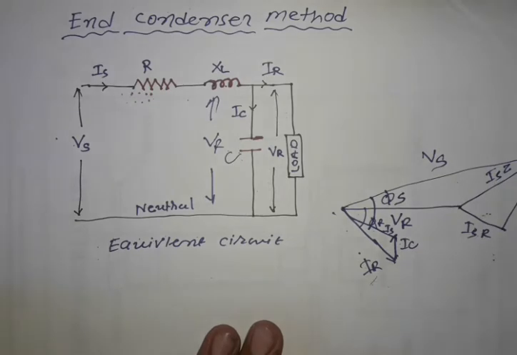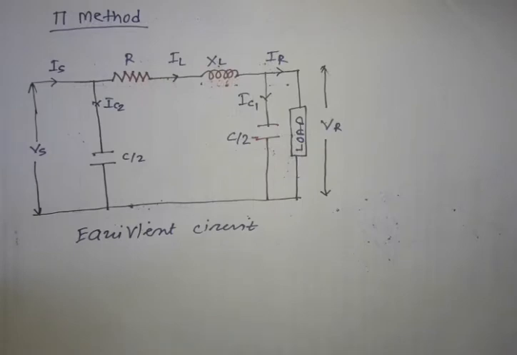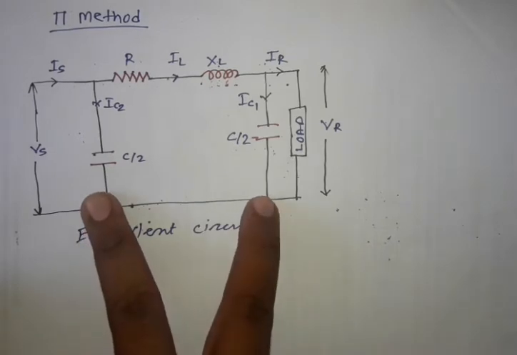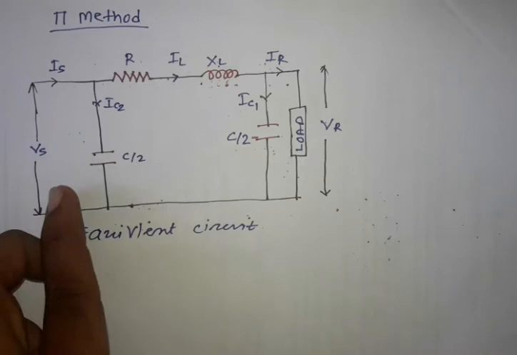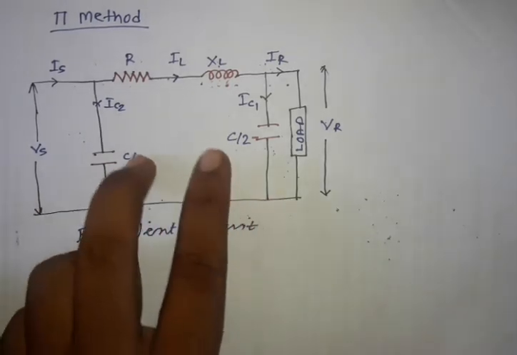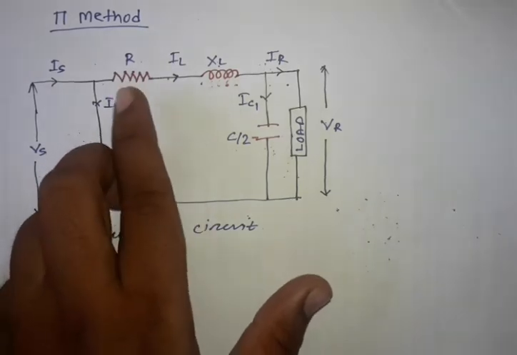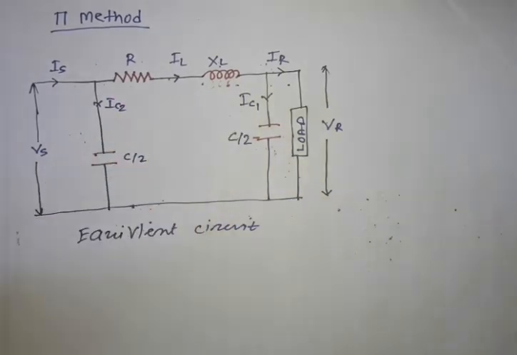Now we see the phasor diagram for the pi method. Now we discuss the pi method. In the pi method, we locate the capacitance half at the receiving end and half at the sending end, as we see in the figure. And in the middle part we locate our resistance and reactance.